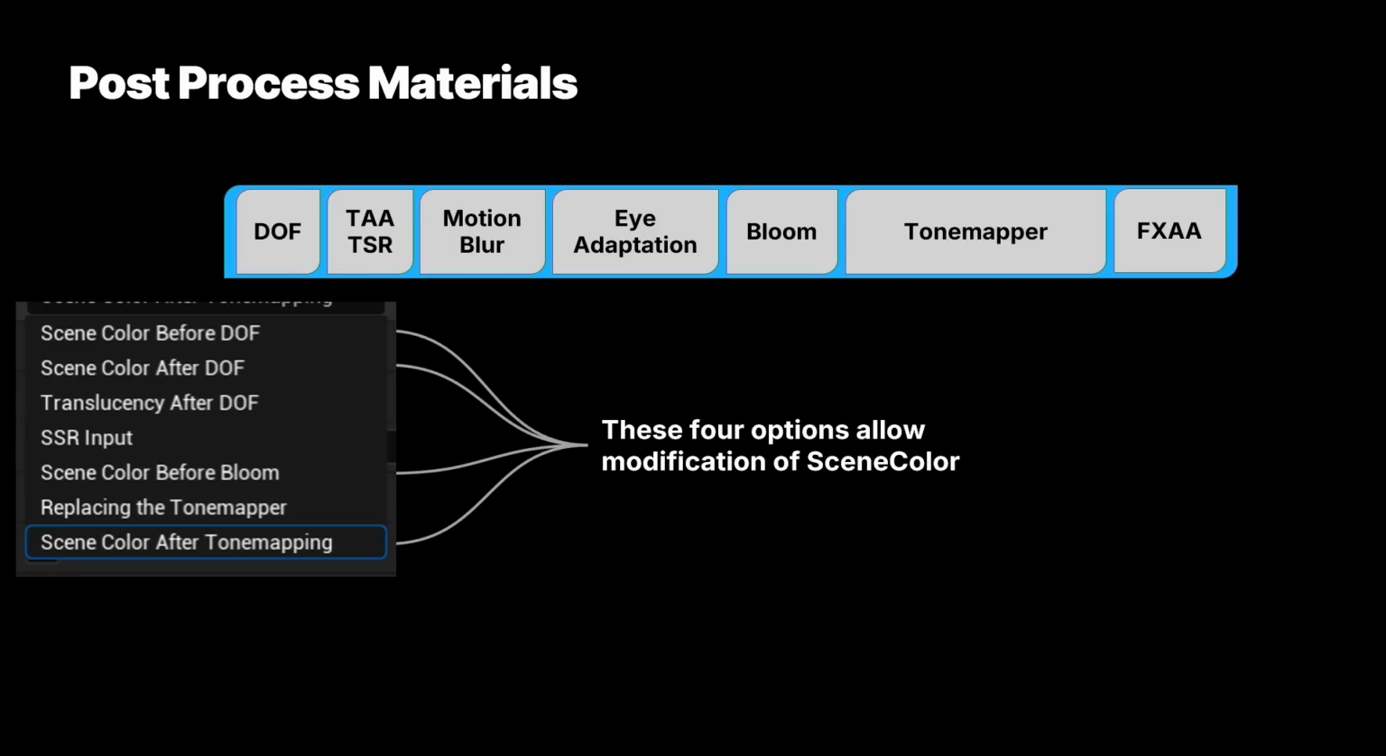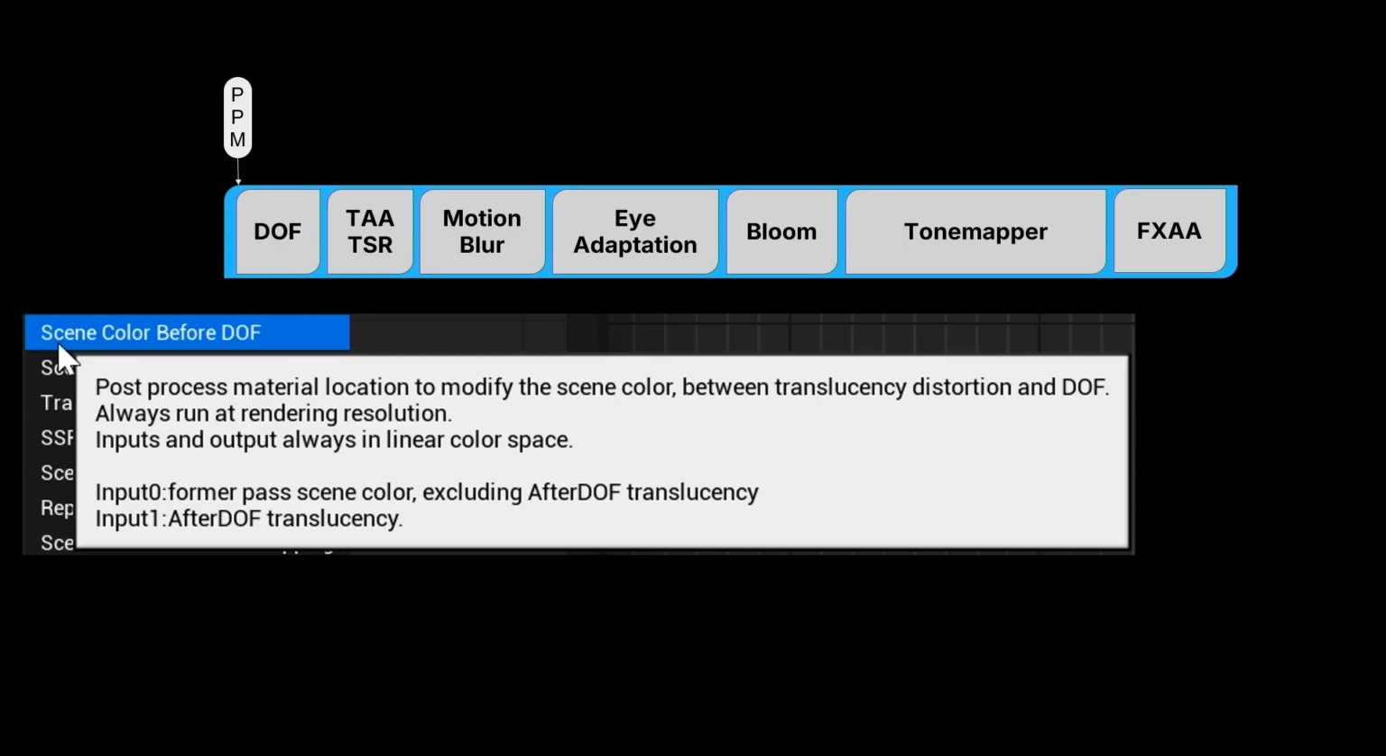And so these are at certain locations. I'm going to tell you what those locations are, and we're going to actually read some of the documentation associated with them to learn a little bit more about them. So the first one is scene color before depth of field. And in older engine versions, I think this was called before post-processing, but now the naming is a little bit more consistent with the actual steps.